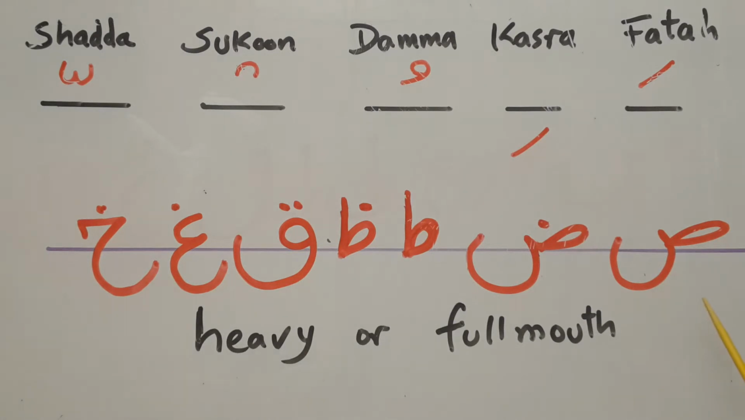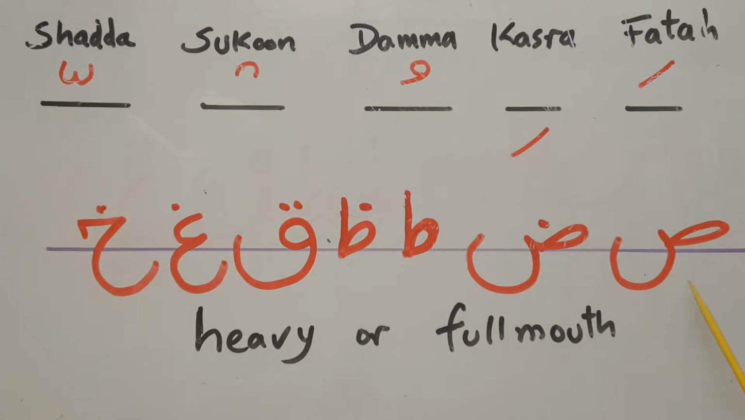We came across these before. These are called heavy or full mouth letters. Okay, sod, dod, to, zo. They come together in the alphabet. Qaf, ghain, and kha. You have to learn these. Qaf is the back of the tongue, and ghain and kha just behind the tongue in the throat. Okay.